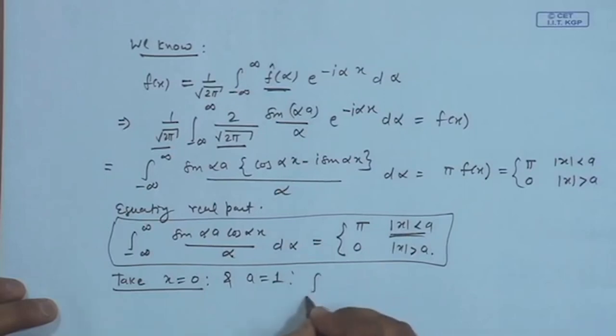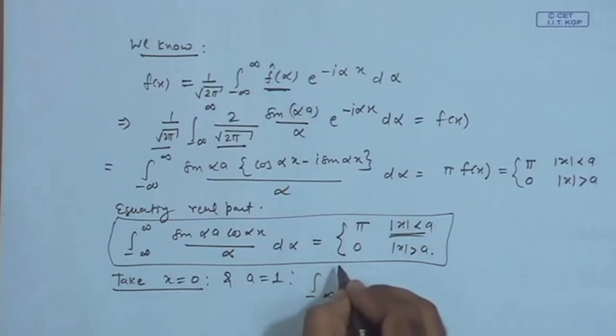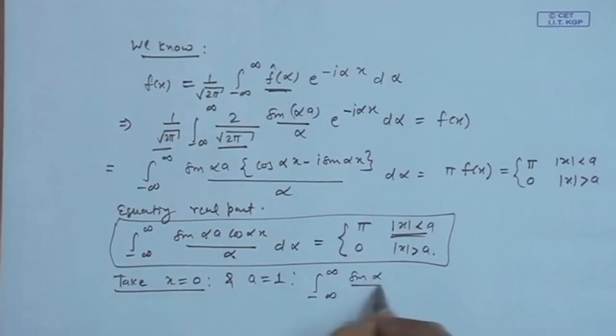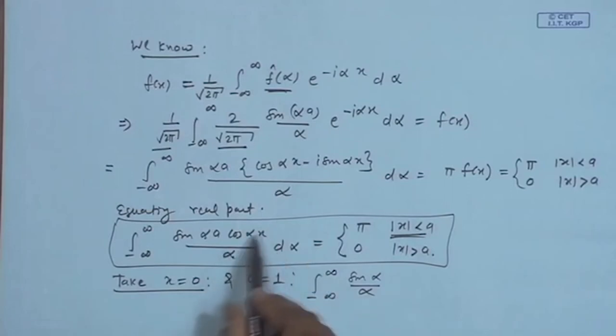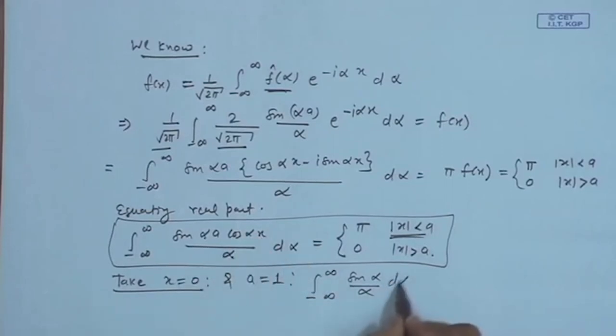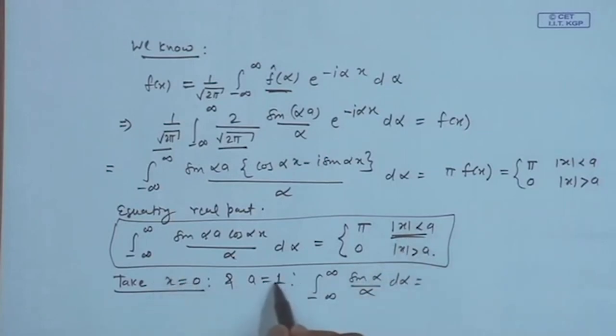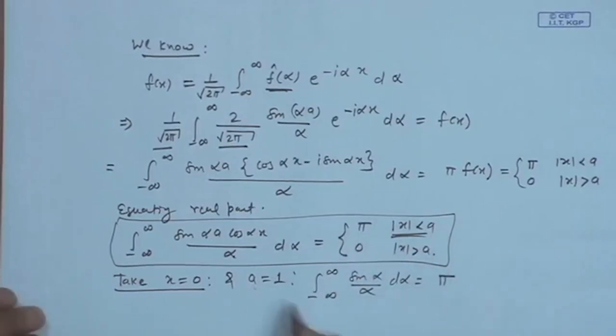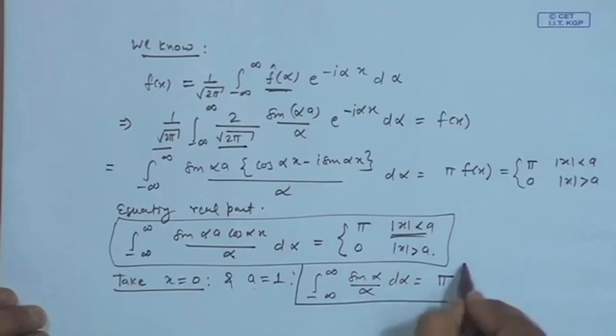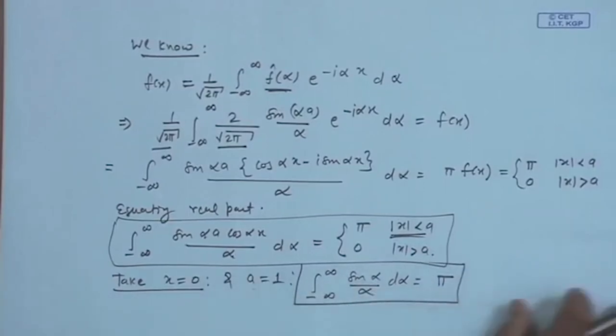So, what will be the integral now? Minus infinity to plus infinity, and this a is 1. So, we have sine alpha over alpha, and cos 0 will be 1, so d alpha. And the value now, because this mod x is less than a, will be just pi. So, this integral we have evaluated.